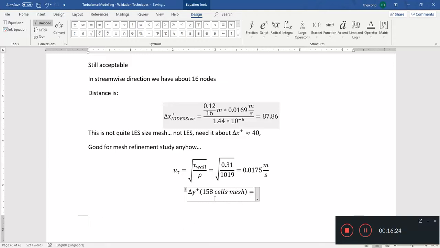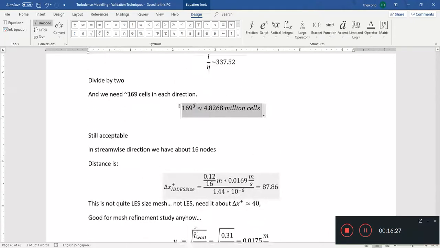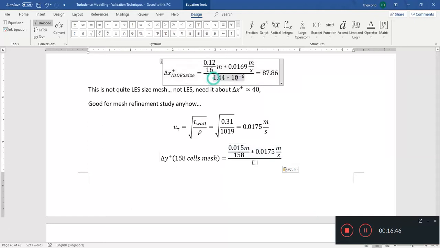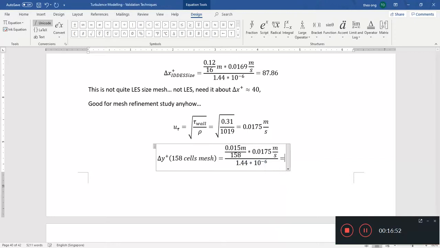So this is using 158 cells instead of 169, the heuristic I calculated earlier. That's 0.015 meters divided by 158, then I multiply by this velocity here, and divide by 1.44 times 10 to the minus 6. Let's see whether this fits, maybe 1 or less. When you chug in the numbers, you get an average cell size of y plus equals 1.154.